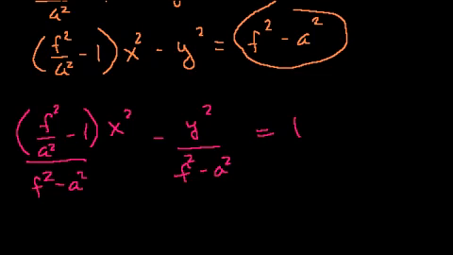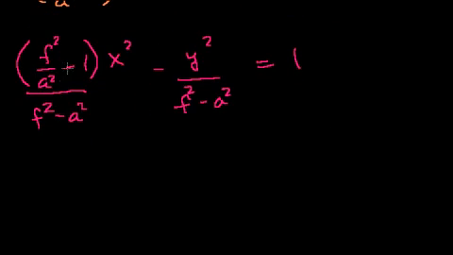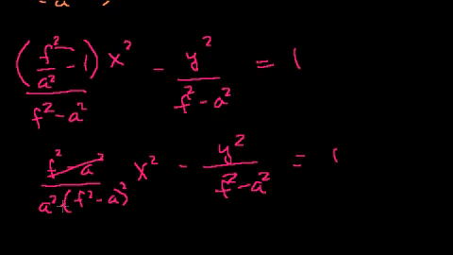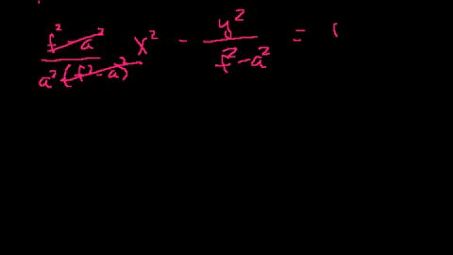Let's see if I can simplify this. If I multiply the numerator and the denominator by a squared, right? As long as I multiply the numerator and the denominator by the same number, I'm just multiplying by 1, so I'm not changing anything. So if I do that, the numerator becomes f squared minus a squared. I'm just multiplying that times a squared. And the denominator becomes a squared times f squared minus a squared. And all of that times x squared minus y squared times f squared minus a squared is equal to 1. This cancels with this, and we get something that's starting to look like the equation of a hyperbola.